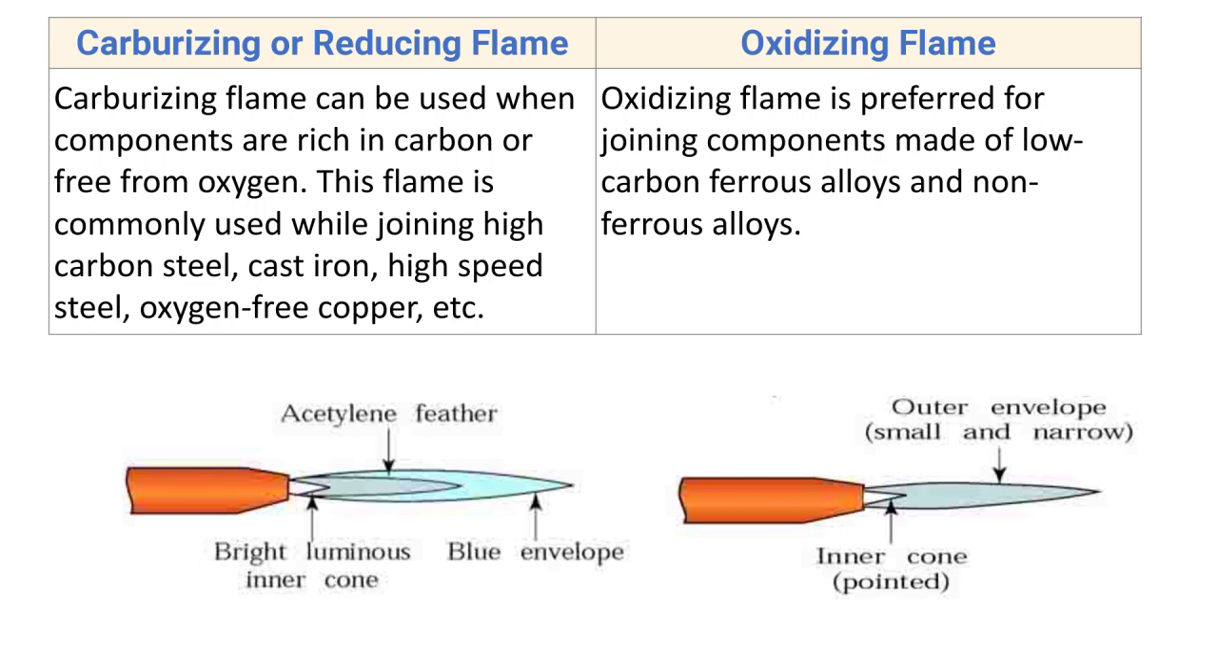The last point, carburizing flame can be used when the components are rich in carbon or free from oxygen. This flame is commonly used while joining high carbon steel, cast iron, high speed steel, oxygen free copper. So mostly the carburizing flame is used when the material has excess carbon, materials like high carbon steel, cast iron, high speed steel.